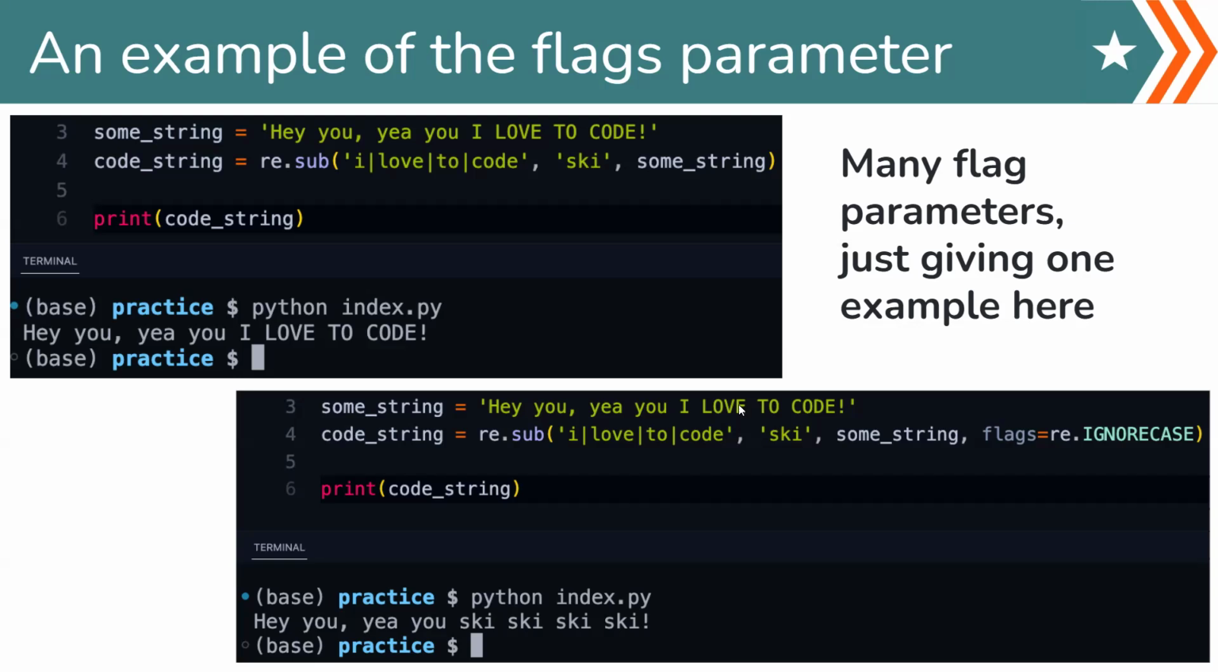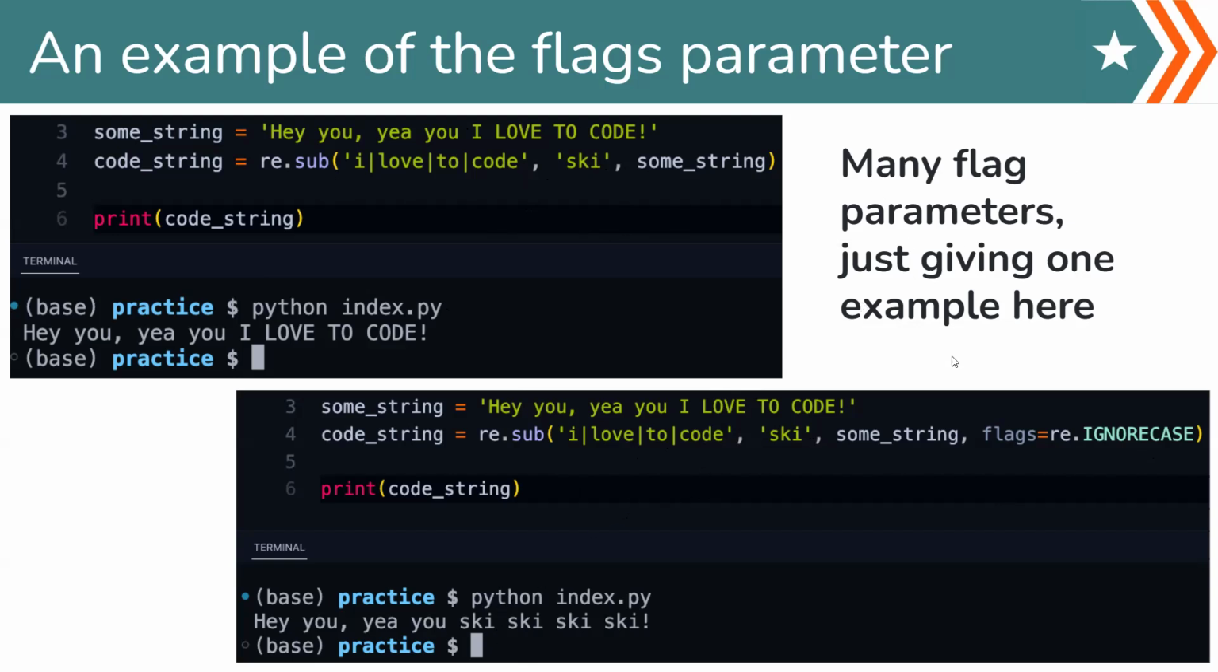You can run this sub method and it's going to ignore whether the item we're looking for is capitalized or not, right? Before, without that flag, it didn't capture and replace I love to code with the word ski because it couldn't find it, because the pattern we added was all lowercase. Here, it didn't care whether our pattern was lowercase. It still took it, because we put ignore case within the flags. Therefore, it replaced the words I love to code with ski, ski, ski, ski.